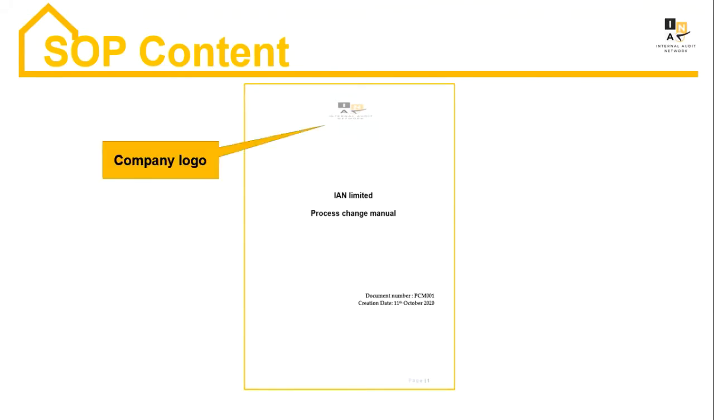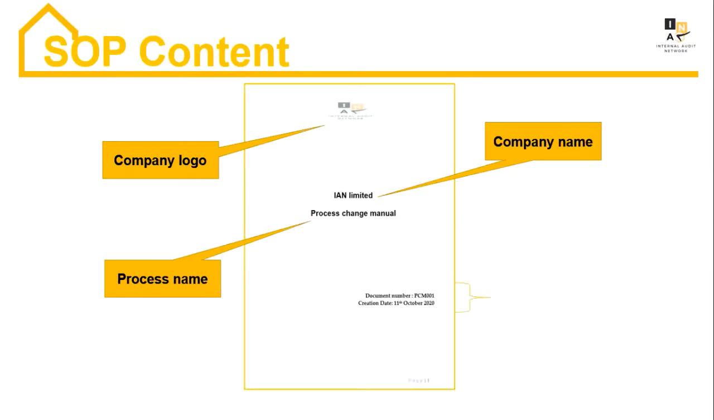The first page will have the company logo, company name, the name of the process, document number, and creation date. This creation date won't change; it would be the original creation date. The versions of the documentation, the log of those versions, will be discussed later. That has been captured in the appendix of this document.